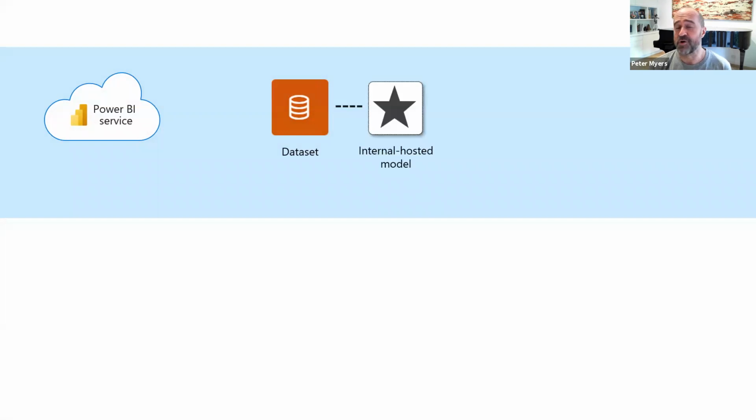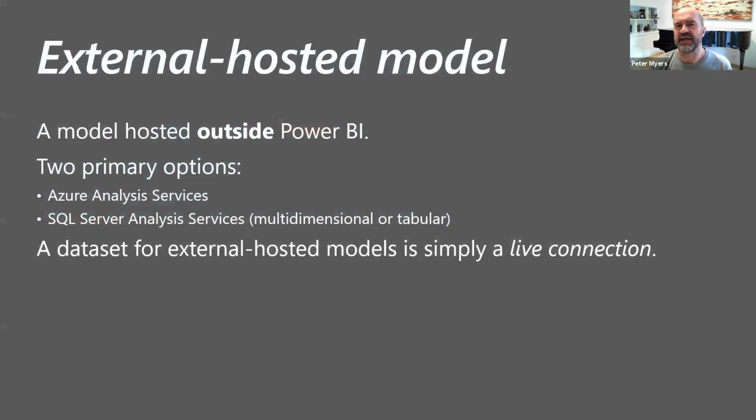So for any model that is developed in Power BI Desktop and then published to Power BI, well, then it's an internal hosted model. Yet Power BI has the ability to connect to external hosted models. These are hosted outside Power BI, and there are 2 options, either Azure Analysis Services or SQL Server Analysis Services. All right, noticing that for SQL Server Analysis Services, there is the ability to connect to multi-dimensional models if you have these cubes. Now, to achieve this, Power BI does what is known as a live connection.